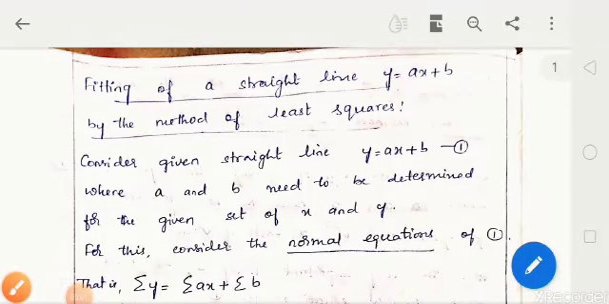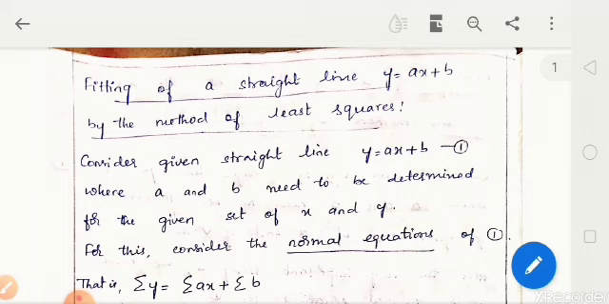Hello students, in today's session we will discuss how to fit a straight line y equal to ax plus b by the method of least squares. In curve fitting, the very important step is getting normal equations from the given equation.